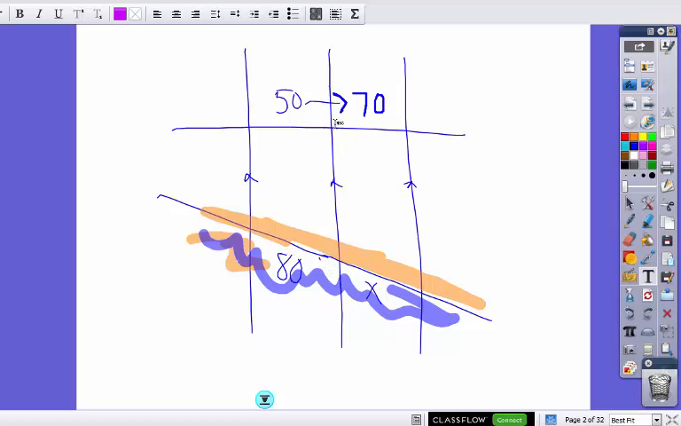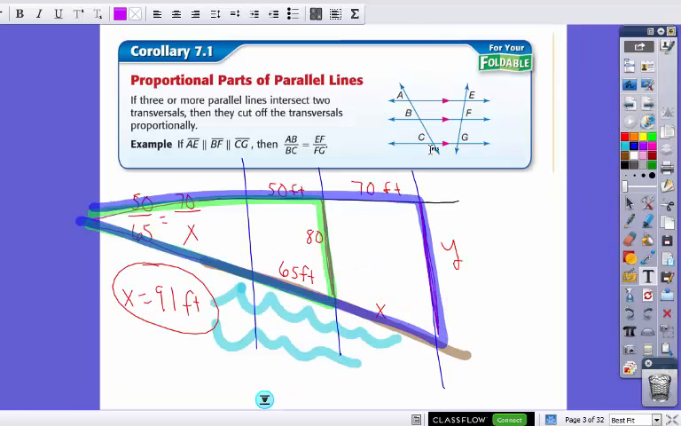Your neighbor has 70 feet on the road. You're wondering how much oceanfront property he has, because he just sold his house and you want to compare what the value is. We're going to learn how to do that, and it has to do with the parallel lines.